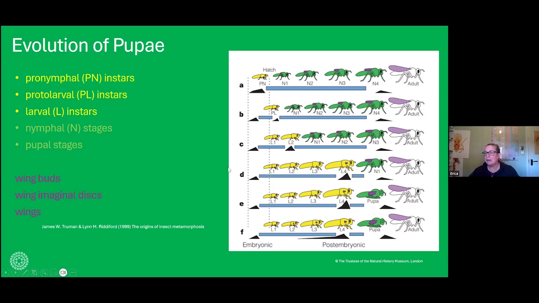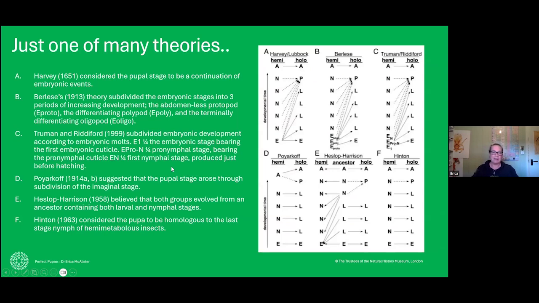Now, obviously, they're not alone, because anyone who suggests anything, there are many theories. So these de-embryonization theories, this is just an expanded embryo, is the larval stage. There's about three of them. So Berlese's one was 1913, the one in top middle, and this is the one that kind of kicked them off. And you can see that the Truman-Riddiford one is basically just a slight development of that one. Okay, so you've got the Harvey-Lubick one, which considered the pupal stage to be a continuation. So those three are your embryonic ones.